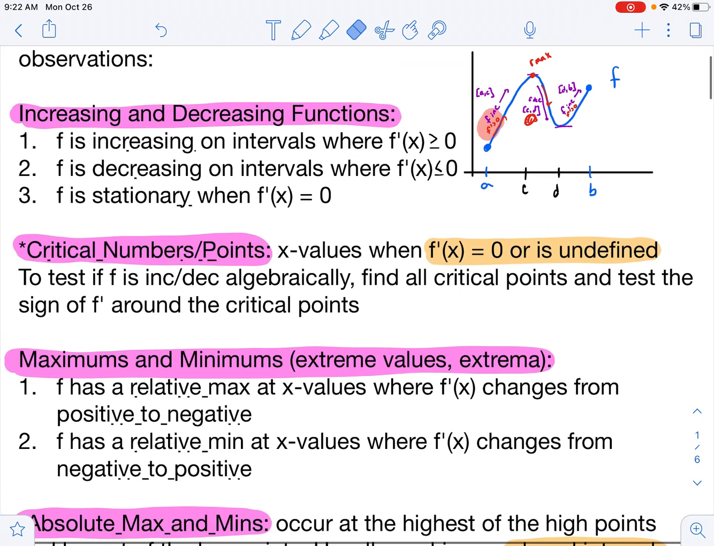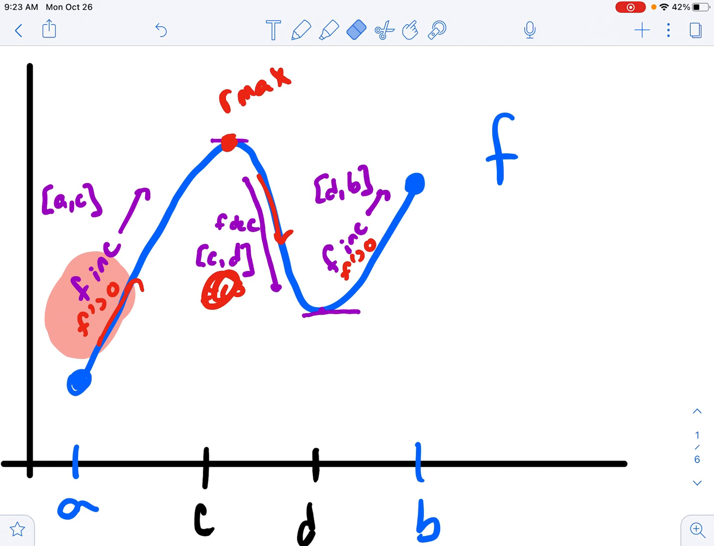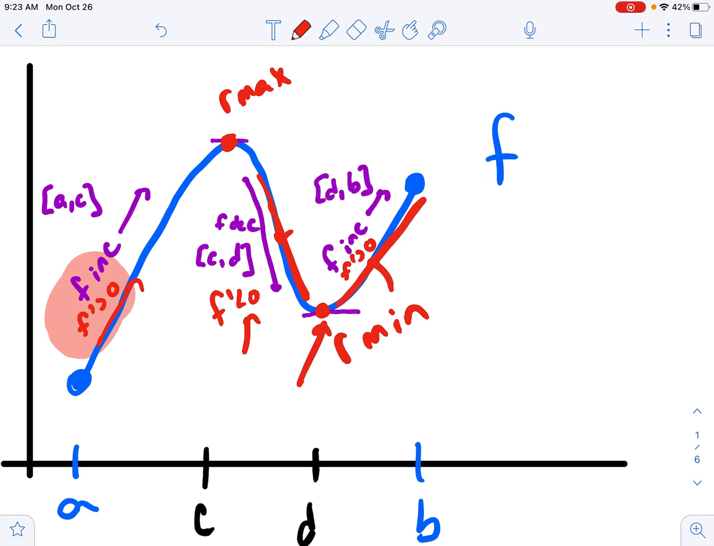A relative min occurs at x values where the first derivative changes from negative to positive, so the other way around. Looking at the graph, we can see pretty clearly there's a relative min, a low point right here. Again, look at what the derivative is doing. The derivative went from being negative to now being positive. Derivative negative, slope was negative, we're going down. Slope positive, we're going up. It leaves us at a low point.